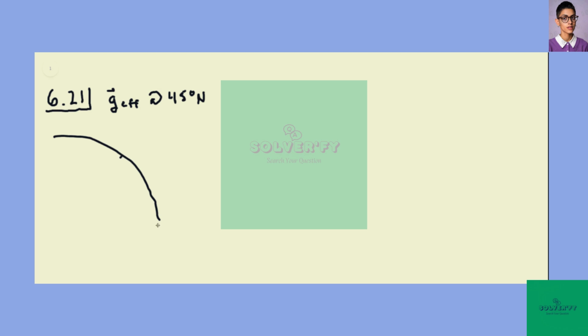suppose here we are, like here's the equator, here's the North Pole. Here we are at 45 degrees north of the equator. The same applies to 45 degrees south, I guess, but for the sake of illustration, let's say it's 45 degrees north.